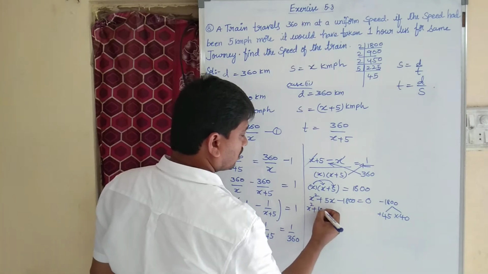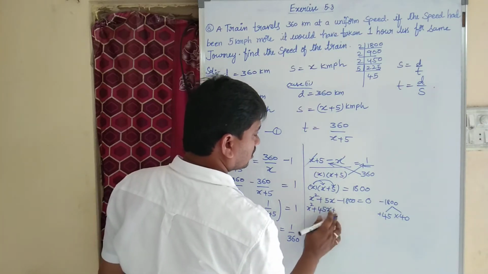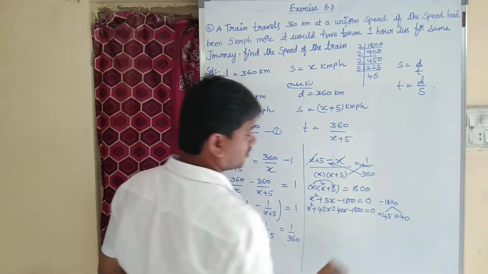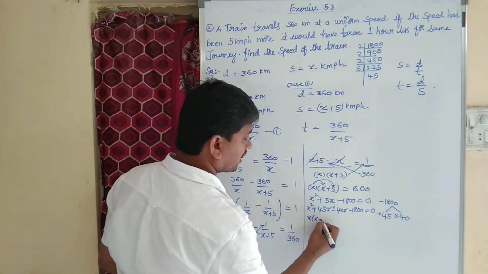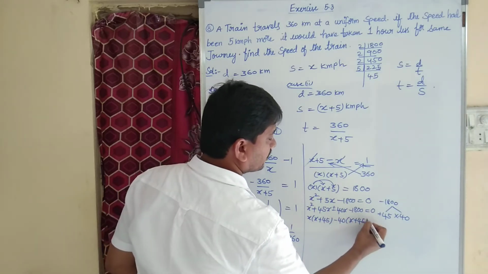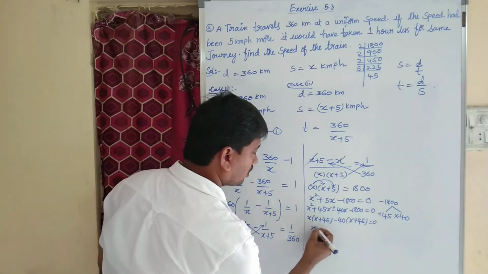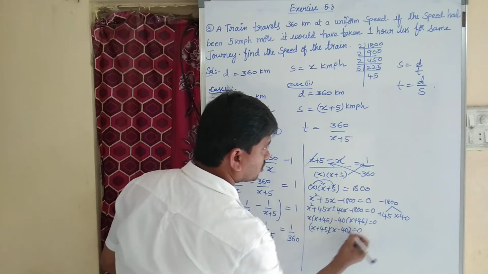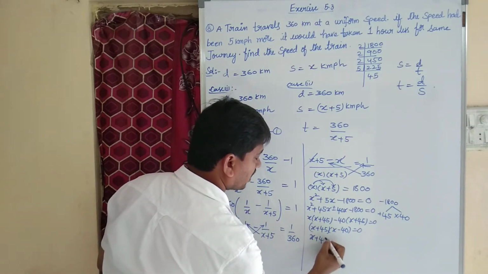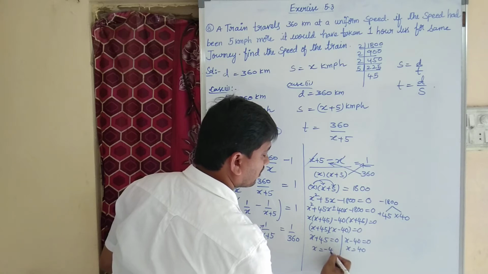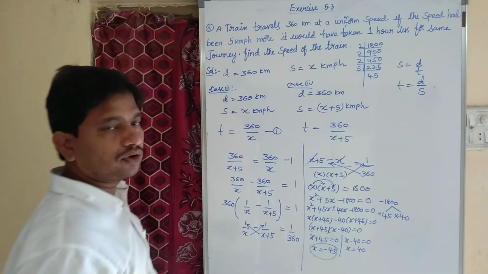x square plus 45x minus 40x minus 1800 equals 0. If I take x as common, I will get x plus 45. If I take minus 40 as common, I will get x plus 45. Taking x plus 45 common, I will get x minus 40 equals 0. One is x plus 45 equals 0 and the second is x minus 40 equals 0. So x equals minus 45 and x equals 40. Because it is negative, you neglect it.